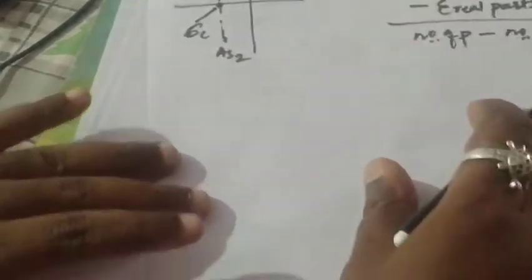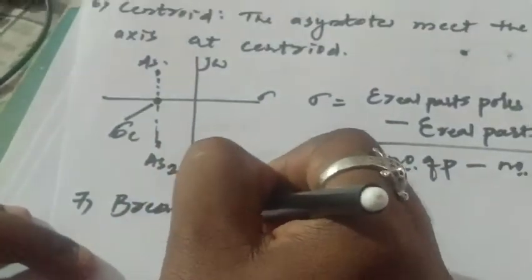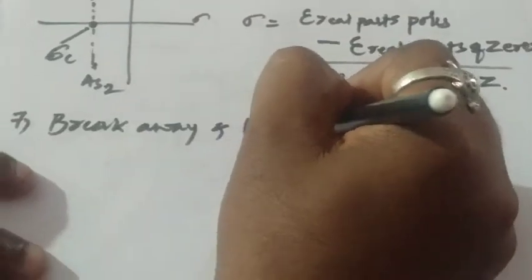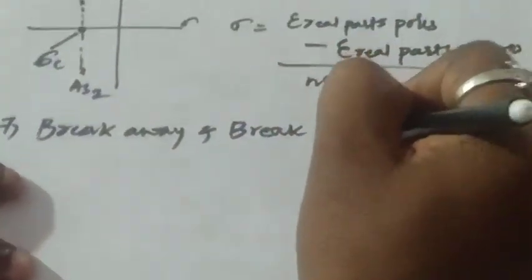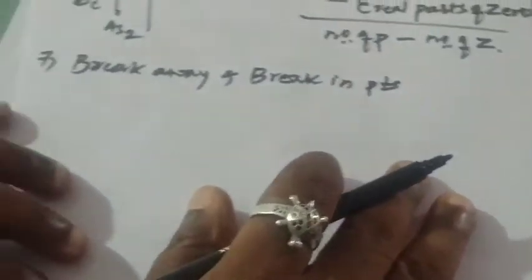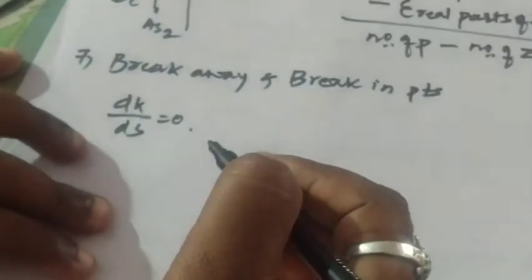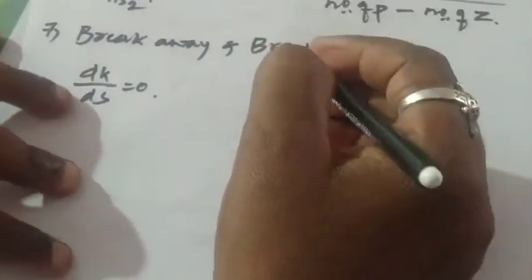Now you have to calculate the seventh rule, breakaway and break-in points. How are you going to calculate the breakaway and break-in points? This can be calculated by using dK/ds equal to 0. What are the breaking points?